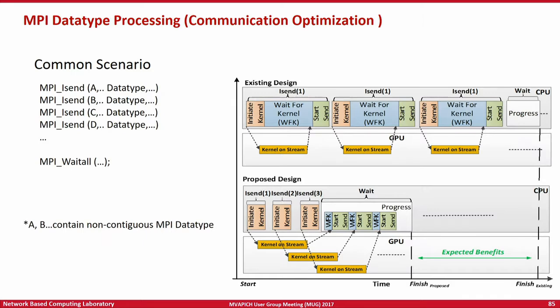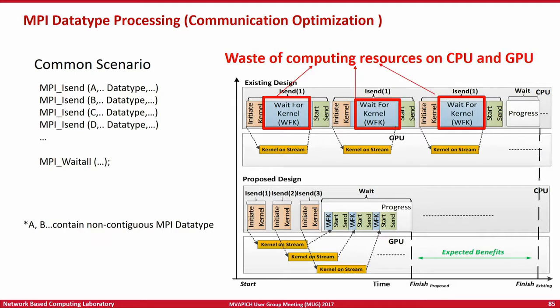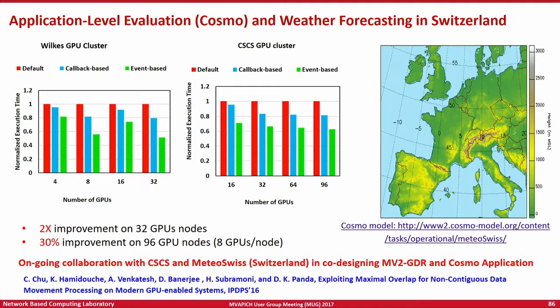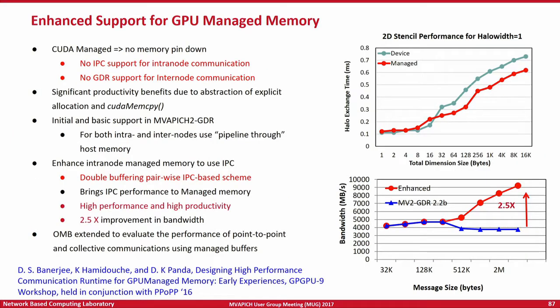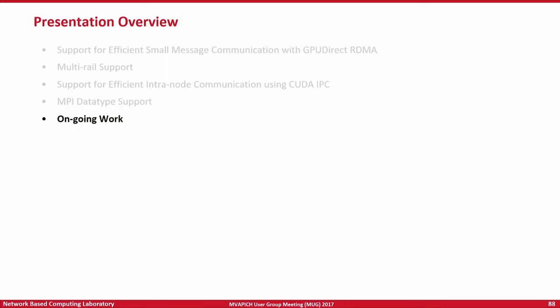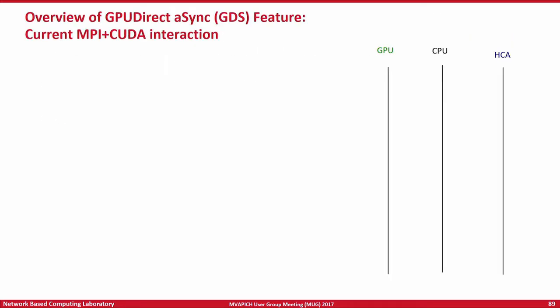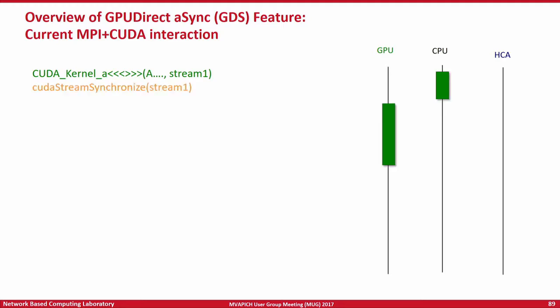Now let me quickly touch upon GDS. So typically CUDA has been treated as a second-class citizen so far. The CPU is the master. The CPU decides when to do the communication, when to do the computation. So CUDA is more or less a slave. The CPU tells the CUDA, okay, do this compute. And the CPU keeps on pinging the NVIDIA device to see if the job is complete, or the NVIDIA device asynchronously notifies the CPU that the job is complete. But the CPU is the master who is orchestrating everything.